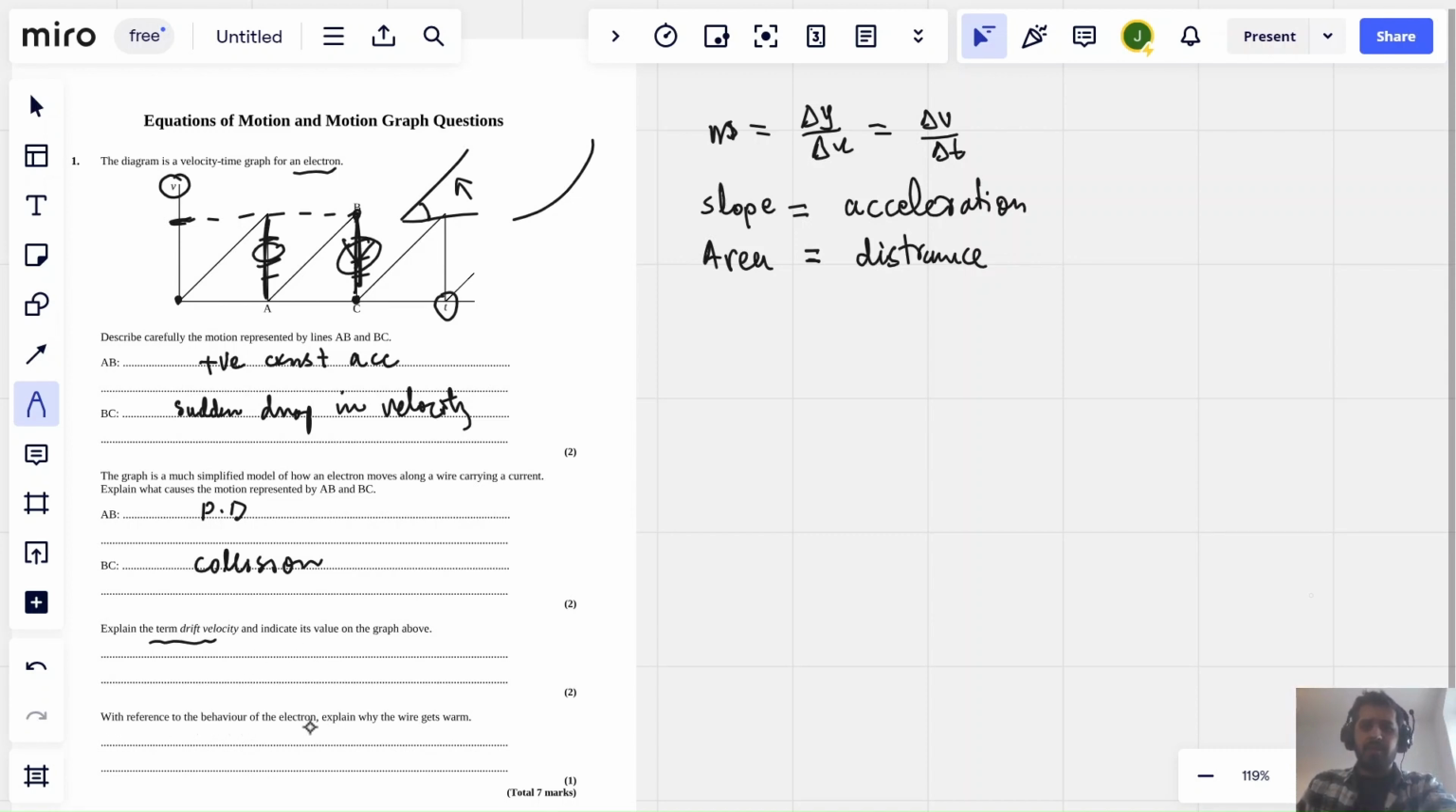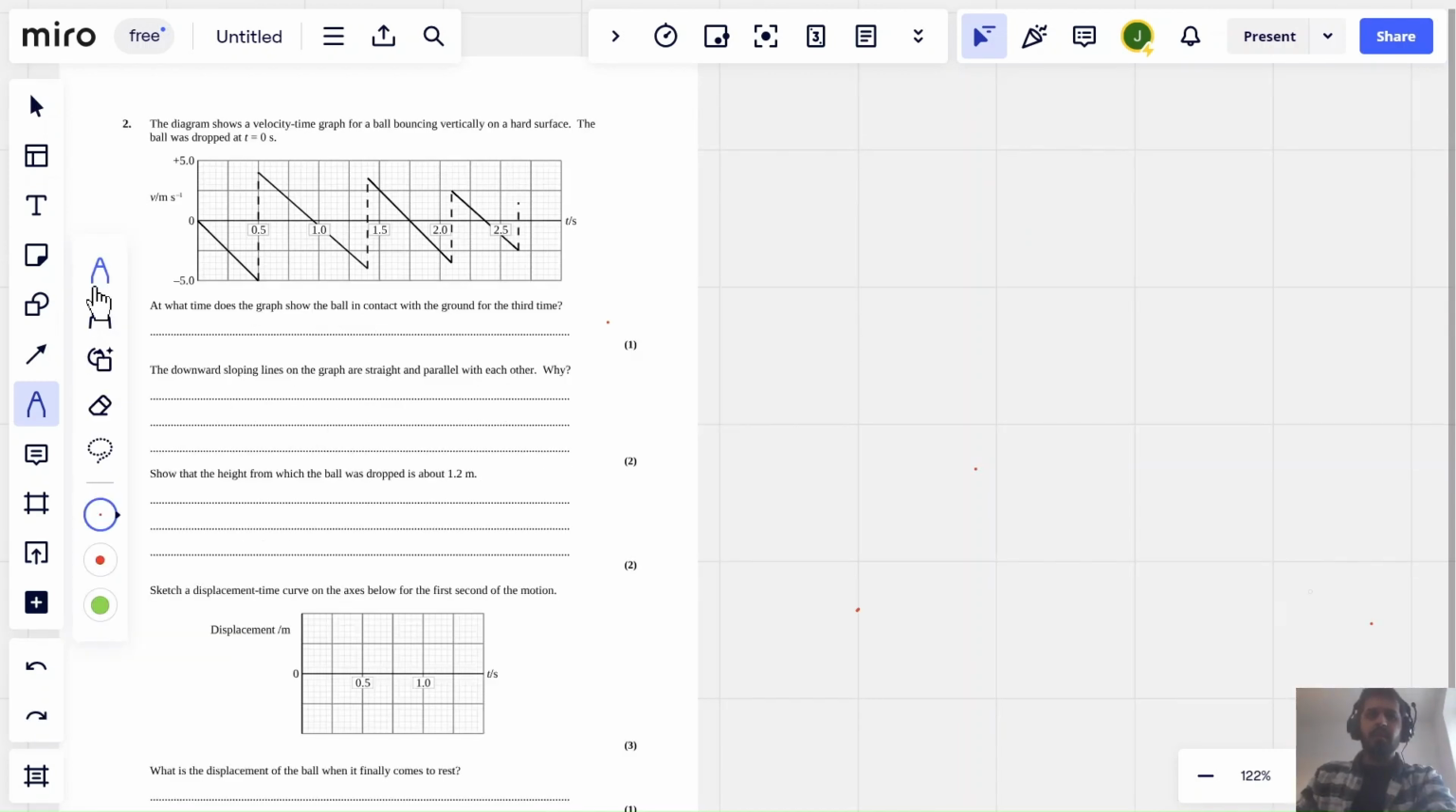With reference to the behavior of electrons, why the wire gets warm again, I will discuss it in electricity and circuits. The short answer is that because of the collisions, the electrons lose some of the energy, and the energy which the electrons lose gets converted into heat energy, and the wire gets warm.